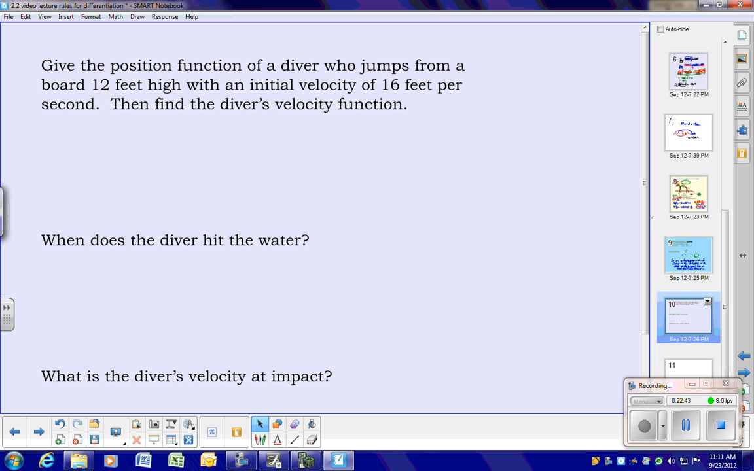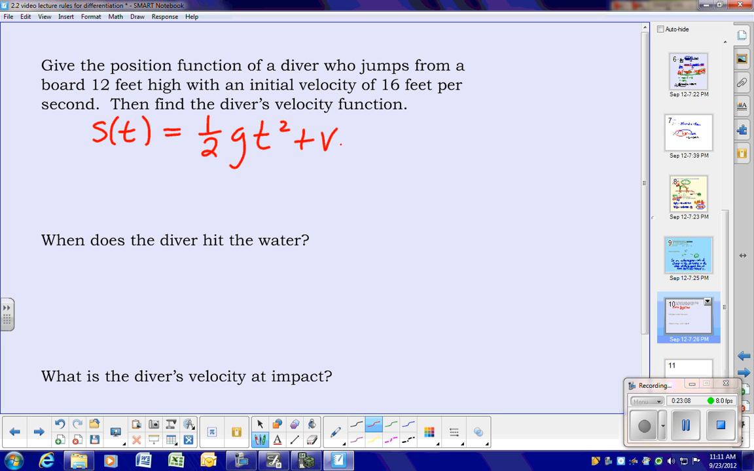Here's an example. Give the position function of a diver who jumps from a board 12 feet high with an initial velocity of 16 feet per second. Then find the diver's velocity function. In algebra, like your second year algebra class, you learn this, and I give it to you again. This is something that you probably should commit to memory.